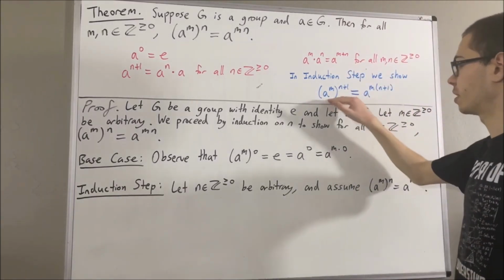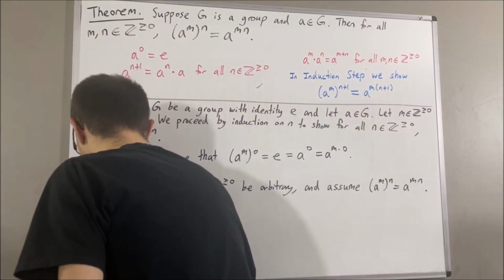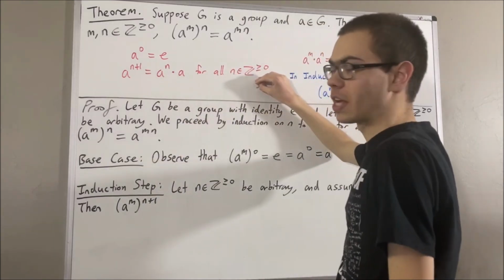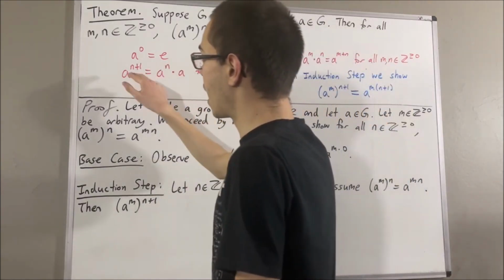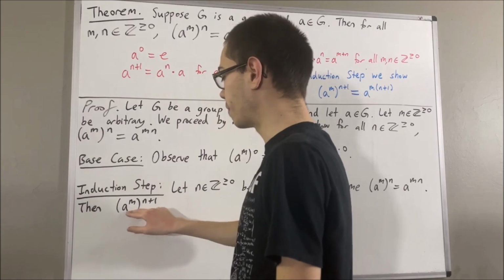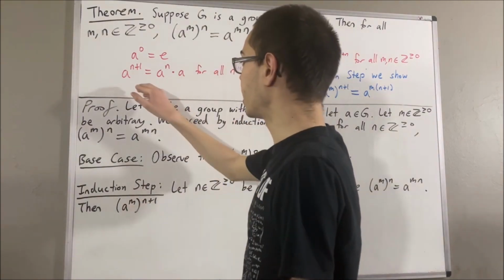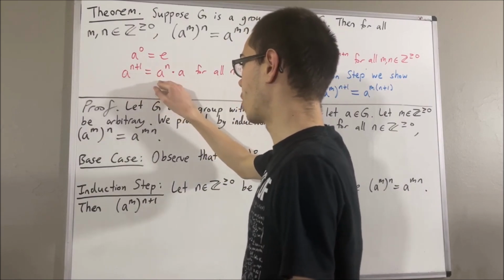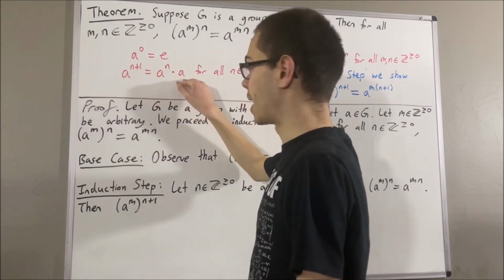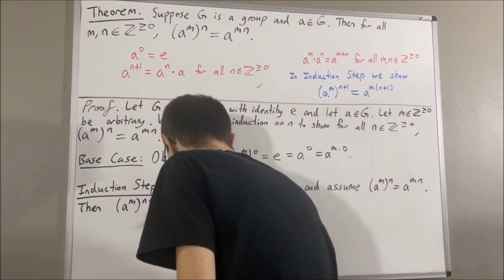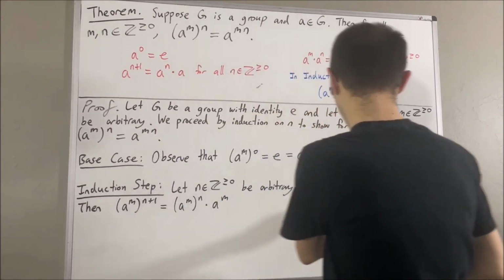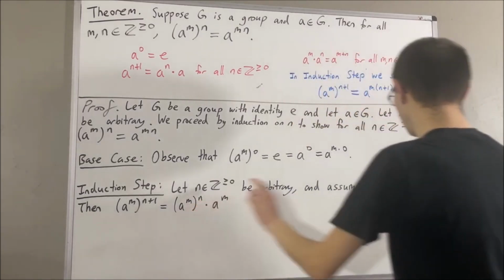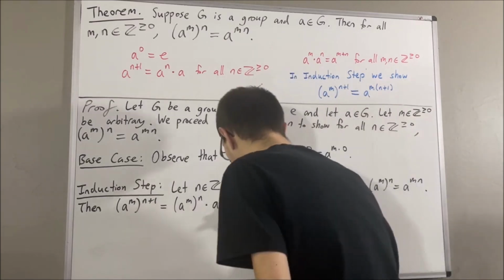So let's start out by writing the left-hand side. Now, applying the recursive part of our definition, if we replace a with a to the power of m, then we get a to the power of m to the power of n plus 1 is equal to a to the power of m to the power of n times a to the power of m. But then, by the induction hypothesis, we know that a to the power of m to the power of n is equal to a to the power of m times n.